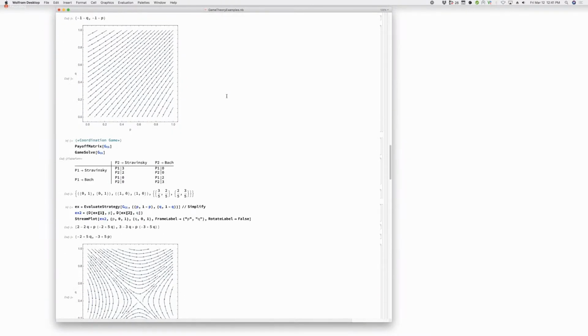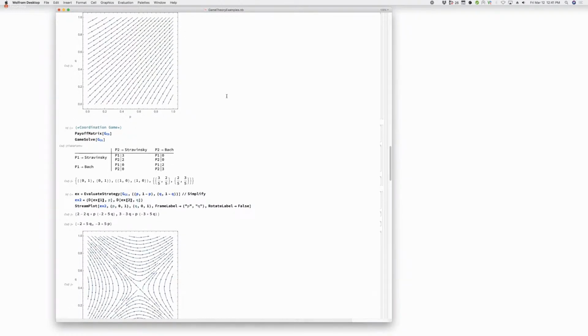Okay, so here is, for example, a coordination game where more interesting things happen. Here you have three separate Nash equilibria. One is that both players go to Bach, another that both go to Stravinsky, and there is a mixed Nash equilibrium as well.